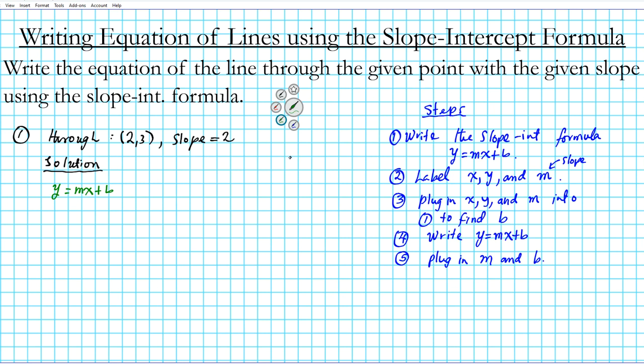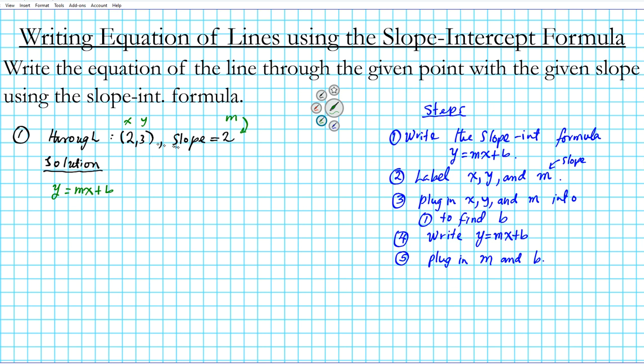So we're going to label x, y, and m. So in this problem, this is your x right here, the x coordinate, and this is y, and this is your m, your slope. Alright, so we know what x, y, and m are.